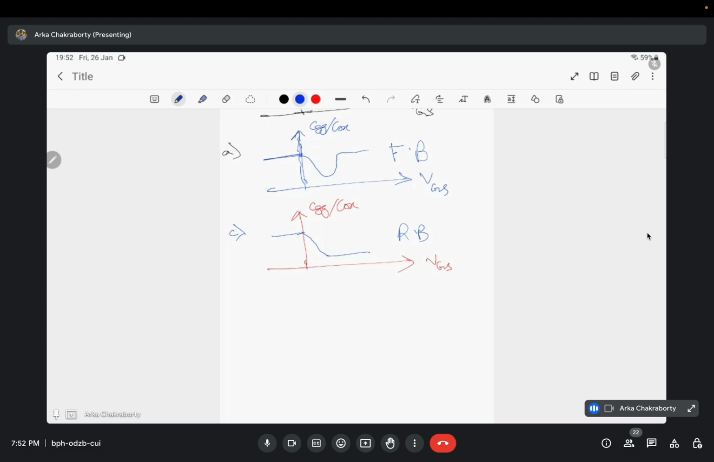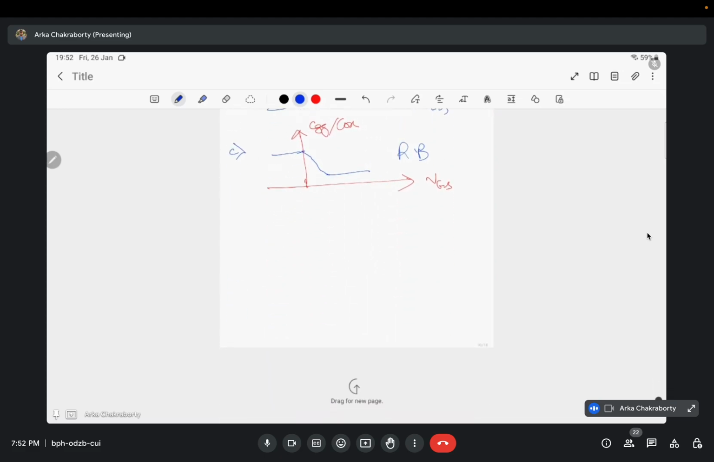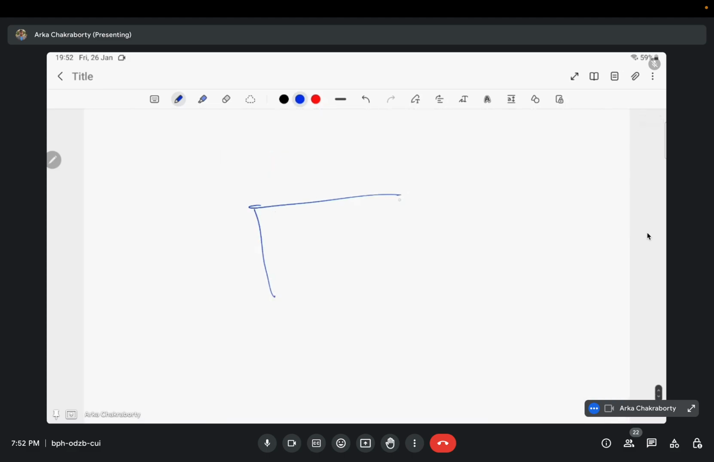Now, why am I talking about these two conditions? Let me just make one change. Let me add another N plus here. I will be making just one change here. It was your 3T structure and N plus was present.